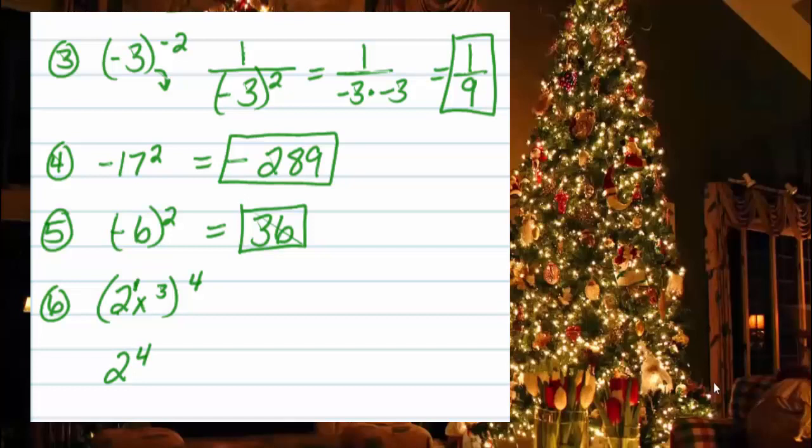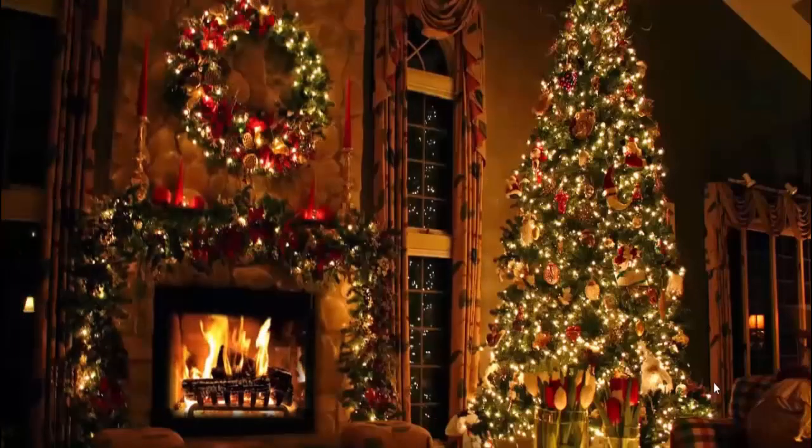We also have x raised to the 3rd power raised to the 4th power. So we multiply 3 times 4 and we end up with x raised to the 12th power. Now since we have a numeric term that we can simplify, 2 to the 4th power is 16, x to the 12th power. Scratch that because I wrote it down wrong.